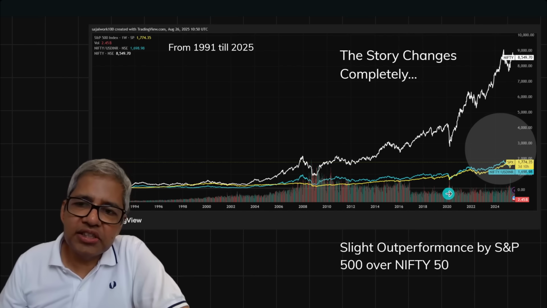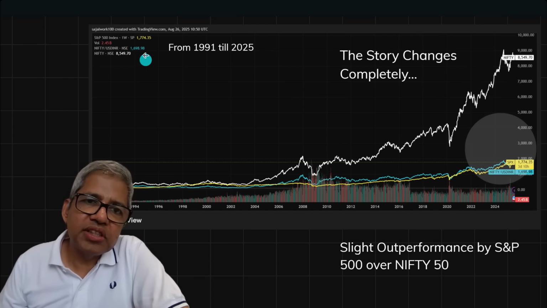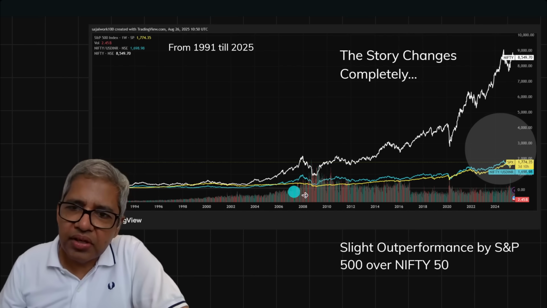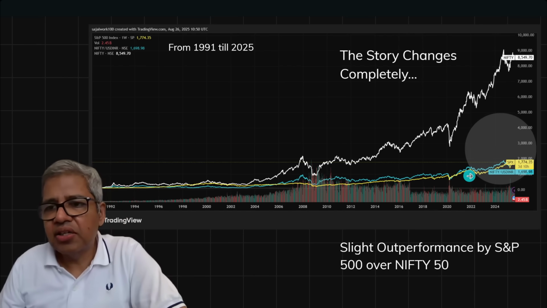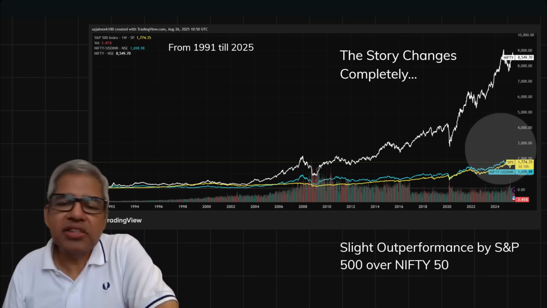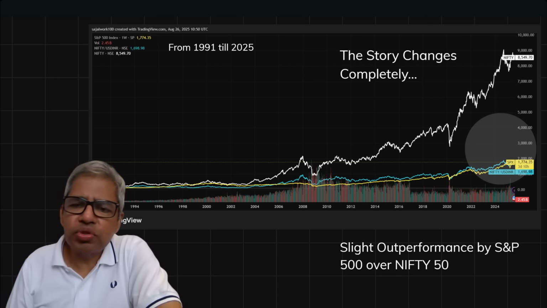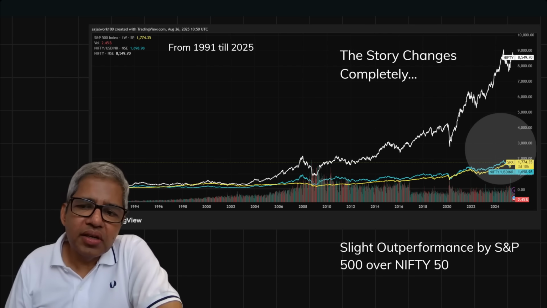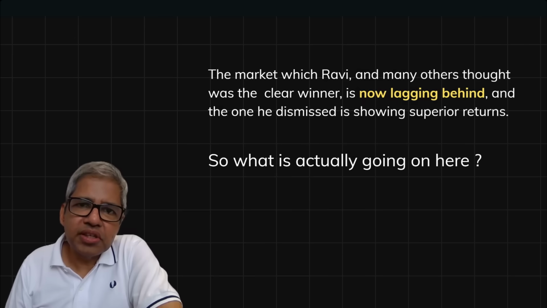And when we do that, you find that for the white line that was there for Nifty, the story has completely changed. In dollar terms, when we see Nifty, it is this blue line which is hugging the S&P 500 line. So by the end of 35 years, there is hardly any difference between the two. Of course, S&P is slightly outperforming Nifty 50 over this period.